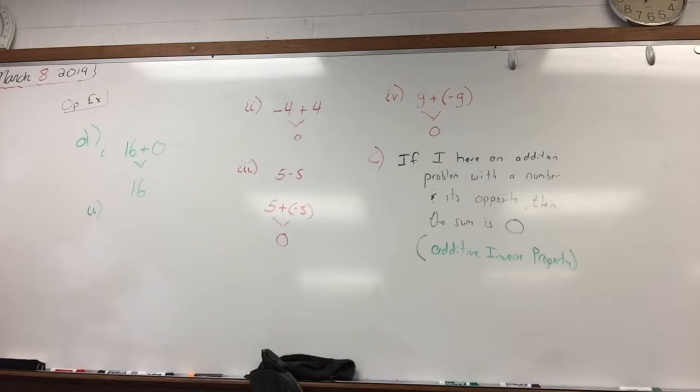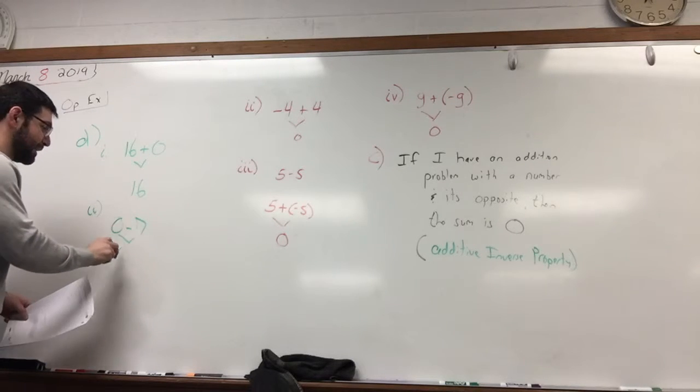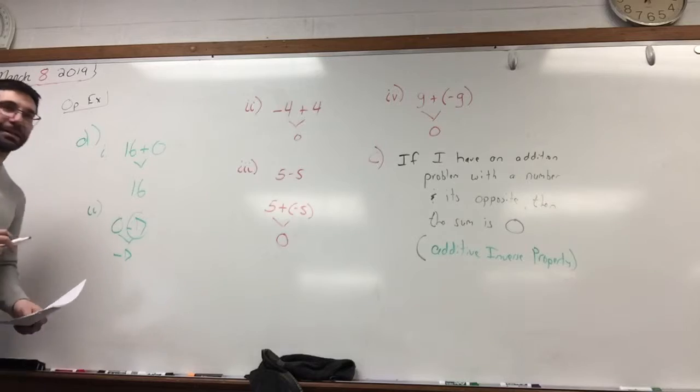Ms. Vavra, it says 0 minus 7. What do you get? You got positive 7. You got negative 7. So when I take a 0 and I'm taking away 7, I'm keeping the number in its sign.